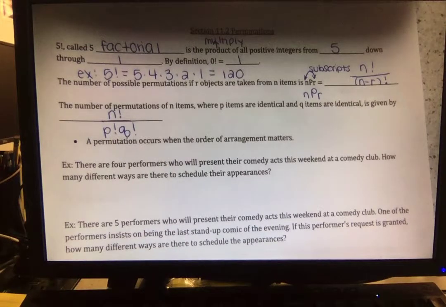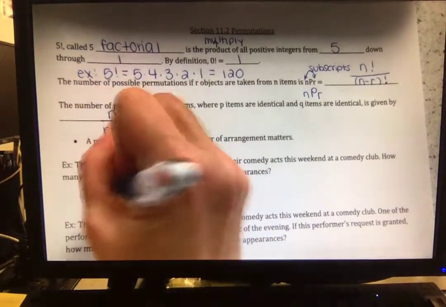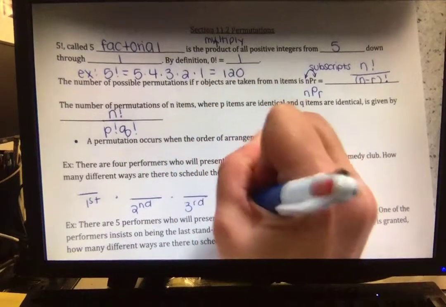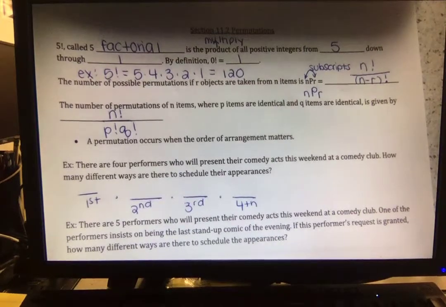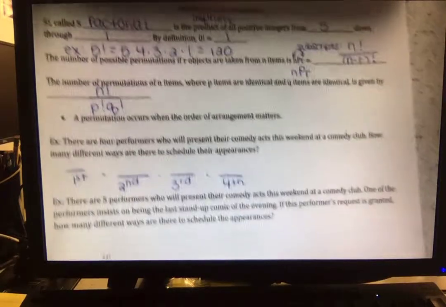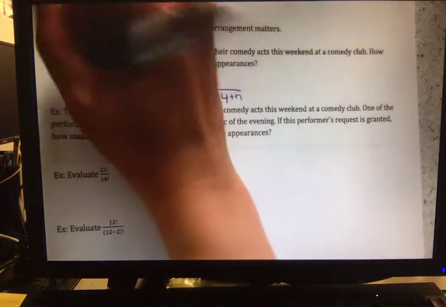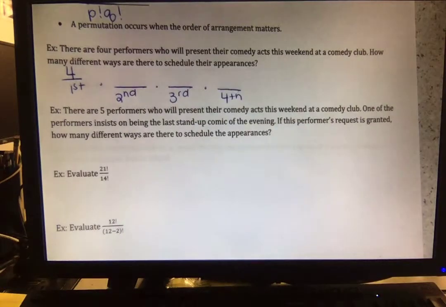So for our first option, who's going first times who's going second times who's going third times who's going fourth. Those are our different options for the different orders. So first place, how many different options are there for the first person to go? How many performers are there? 4. So you have 4 options. There's 4 performers that have the option to go first.